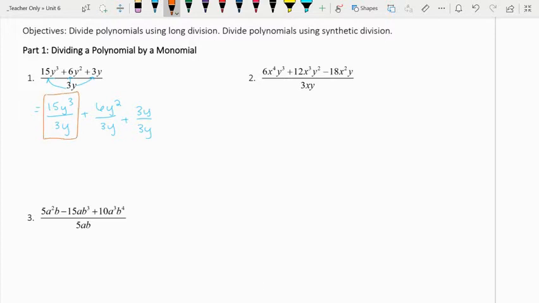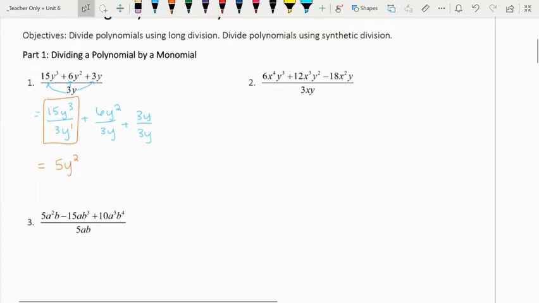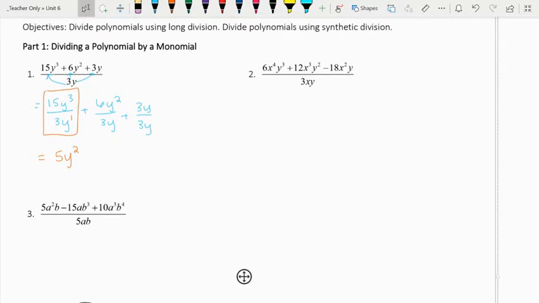So if we focus on this one, 15 divided by 3 is 5. And then y to the third over y, it's really 3 minus 1, which is 2. And it goes where the bigger one's at, which is in the numerator. If you look at the second one, 6 divided by 3 is 2. And then y squared divided by y gives me 1y in the numerator, because 2 minus 1 is 1. And it goes where the bigger one's at. On the next one, we can see that both of these cancel, but we have to have something as a placeholder, so we need to write a 1.